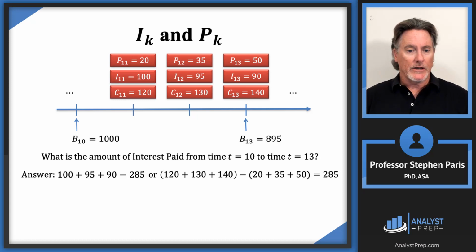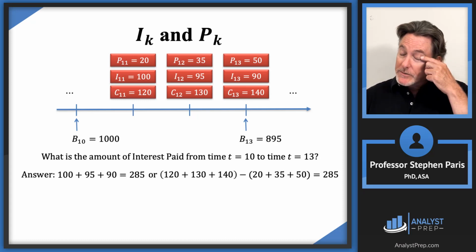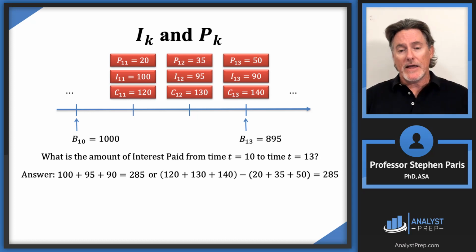So the 120 plus 130 plus 140 is the amount of the payments that I made. I'm sorry, I made that much total in payments. The 120 plus 130 plus 140 is how much I've made total in payments. Subtract from that the amount that you've repaid in principal, which is the 20, the 35, and the 50, and then that result would give you the same value.